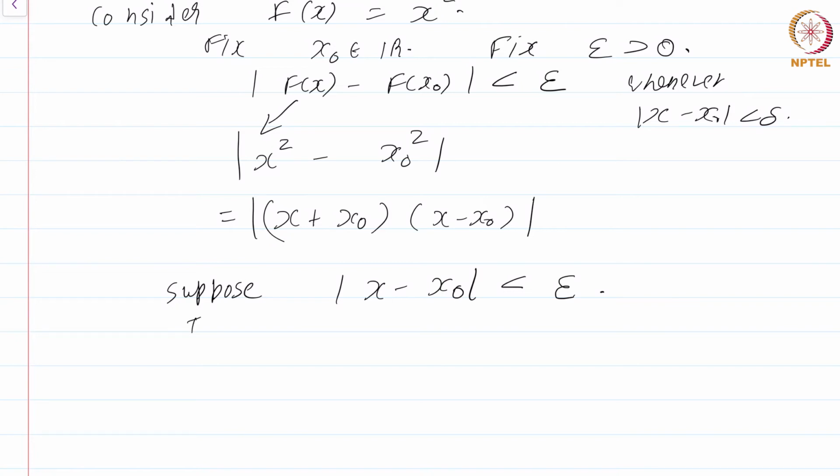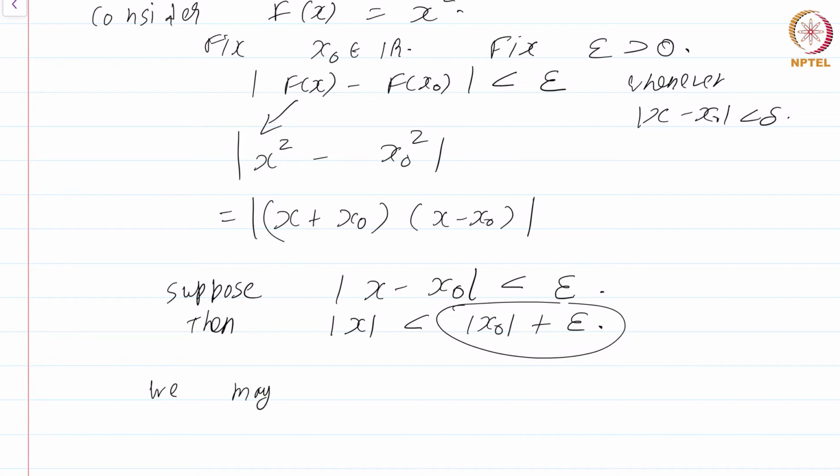Then mod x is less than mod x naught plus epsilon. If mod x minus x naught is less than epsilon, we get that mod x is less than mod x naught plus epsilon. Now I make a statement. We may assume epsilon is less than 1. Why is this the case? Well, it's the exact same reason why in the definition of the limit of a sequence we need to consider only epsilon less than 1.